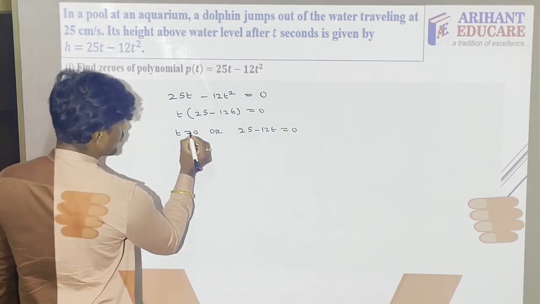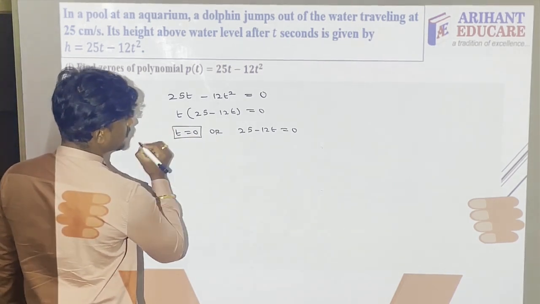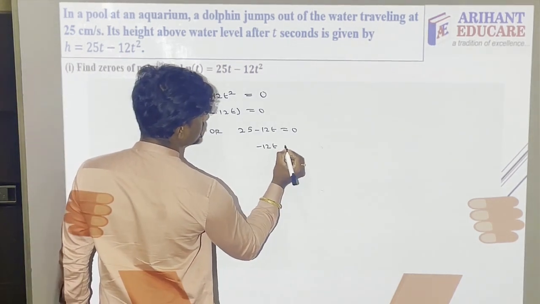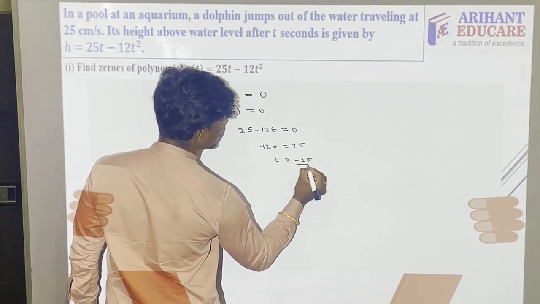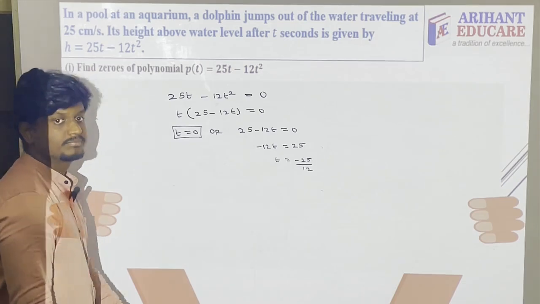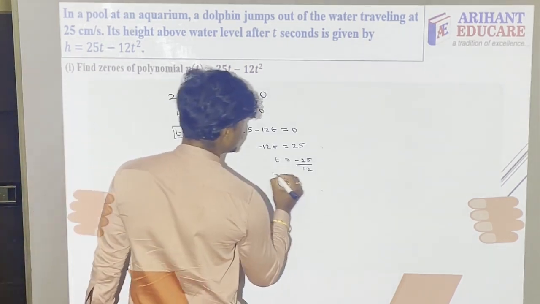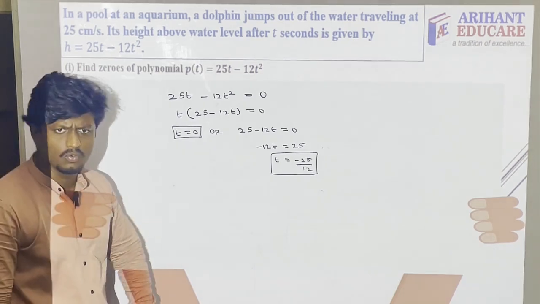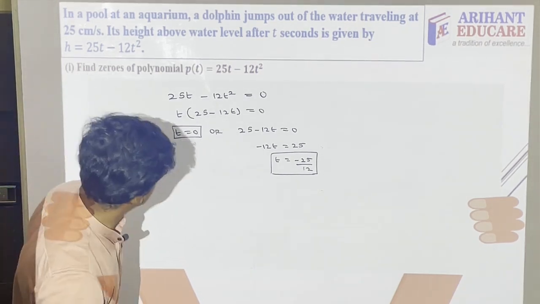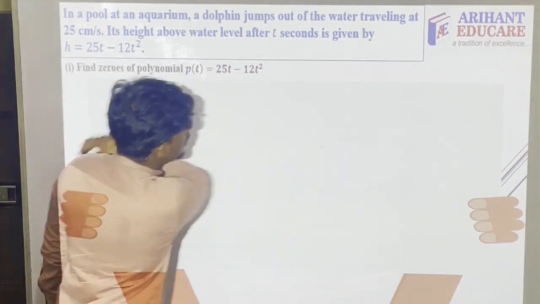Right? Now, I've got one zero which is t is equal to 0 and the next I'm going to write minus 12t is equal to minus 25 and t is equal to 25 upon 12. Okay? So, here I've got the two zeros. So, I think this is going to give you 1 mark. Right? So, let's go for the next question.